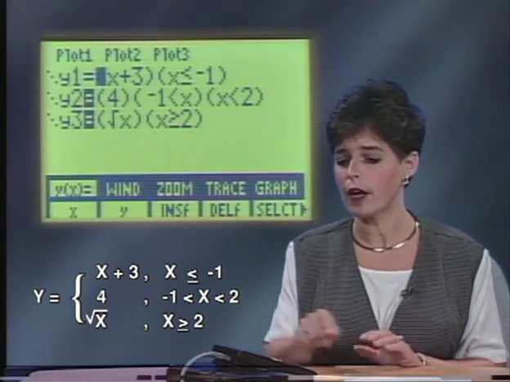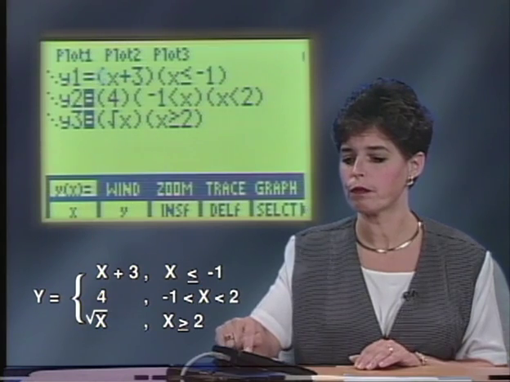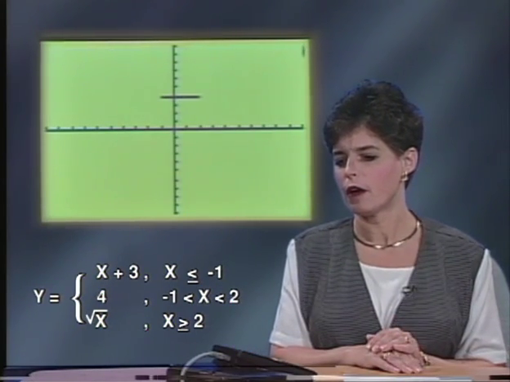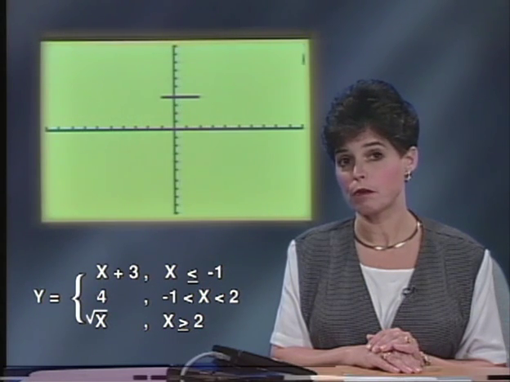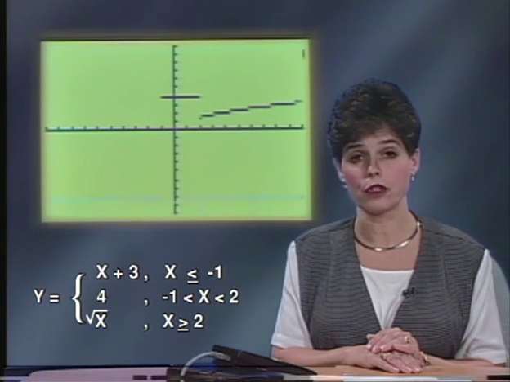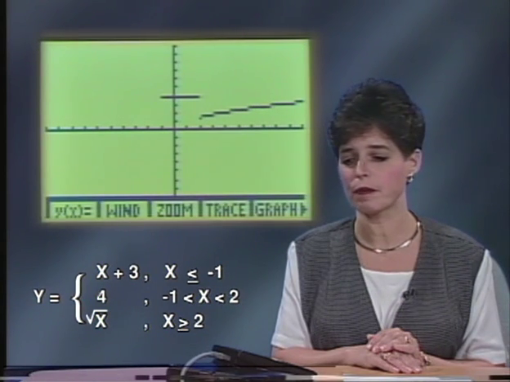And if I go to graph again with second F5, I will see not the first part, but the second and the third part of my piecewise function. You see that the first part was turned off.